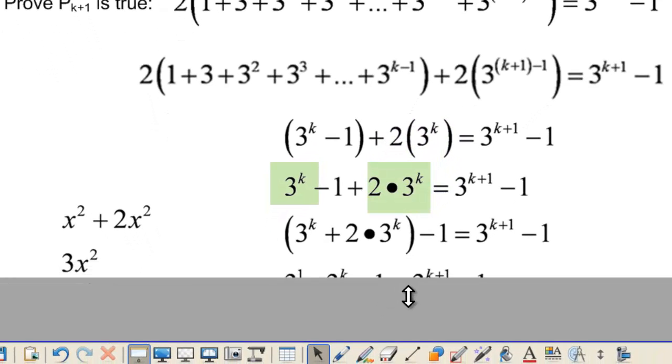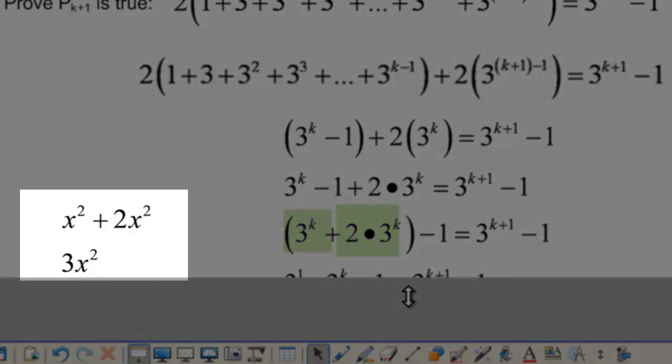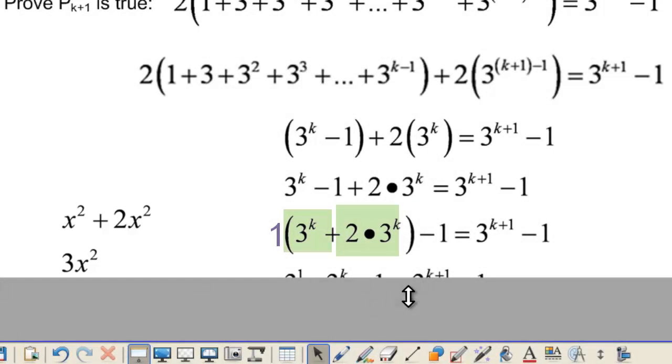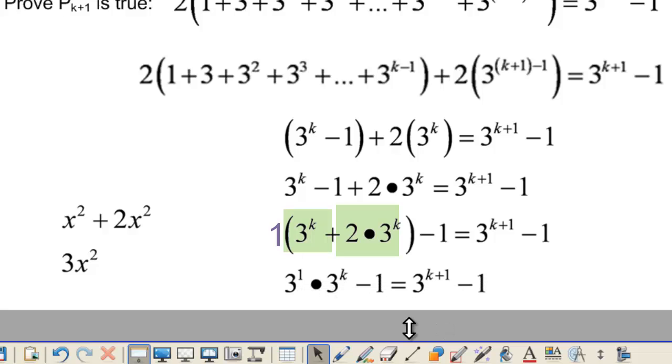Why did I do that? Please look at the parallel problem that I have here on the left. A reminder about how exponents work. When I have the same base raised to the same power and I add them, I can simply add the coefficients together. So that's what I have here. I have 1 times 3 to the k plus 2 times 3 to the k. So that means I have 3 times 3 to the k.